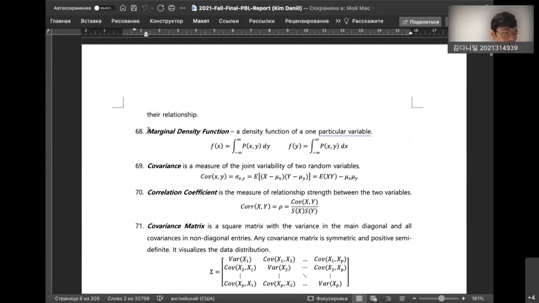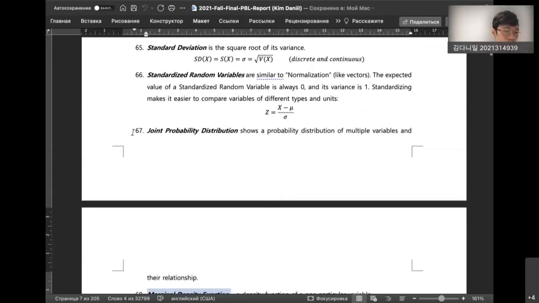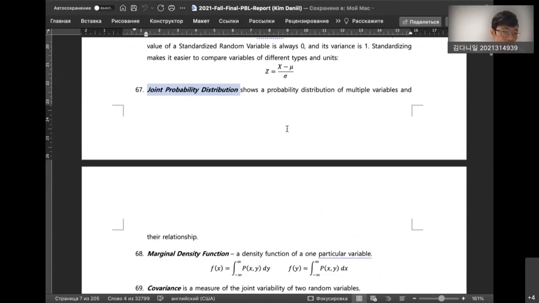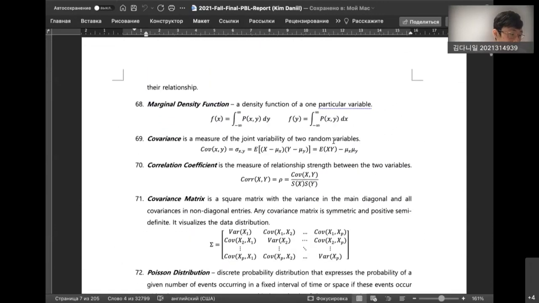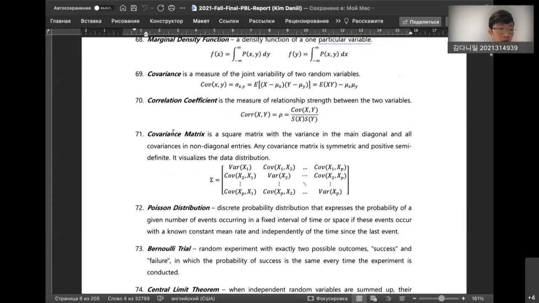We also got to know that the previous probability functions and probabilities were concerning only one random variable. However, the joint probability distribution concerns multiple variables. Here we need to know also a covariance matrix, which is basically a very complicated term, but we just need to know that it visualizes the data distribution, and it is important in principal components analysis.